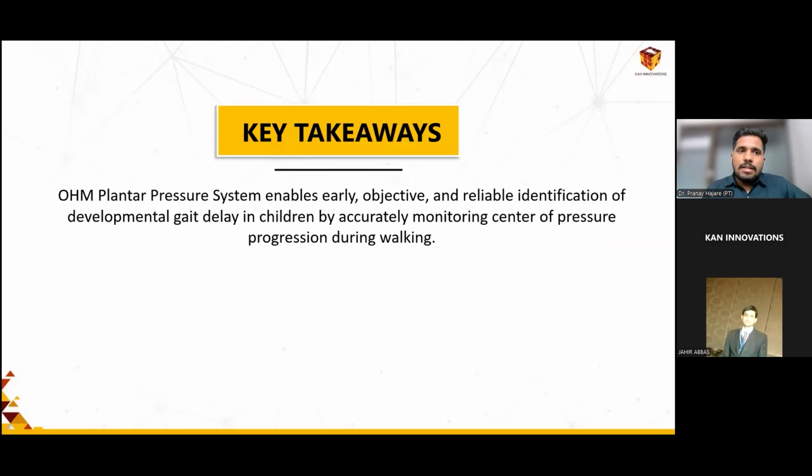So here are the key takeaways of this session. The plantar pressure system enables early, objective, and reliable identification of center of pressure abnormalities in developing gait delays of children by accurately monitoring the center of pressure during walking. So center of pressure does not rely on clinical reasoning alone. It supports faster, cleaner, and more confident decisions. The plantar pressure system enables that.